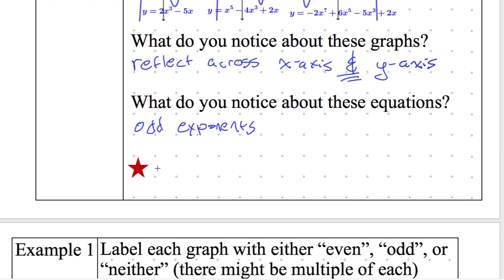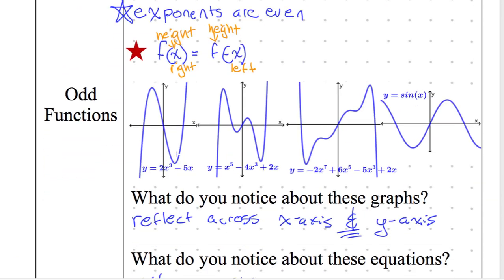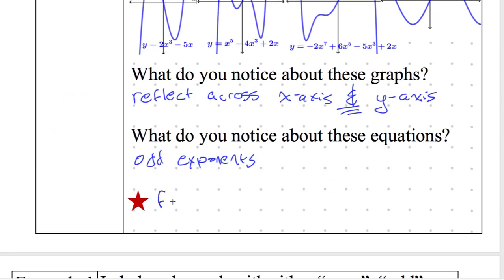So the thing I'm going to write for my star is very similar to what I just wrote up here, but instead of writing f of x is equal to f of negative x, I'm going to add something additional to that. F of x is equal to the negative f of negative x.